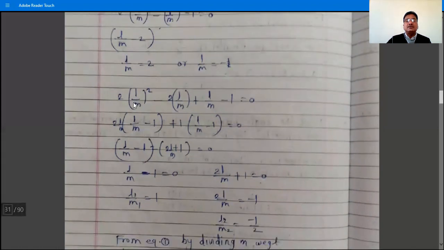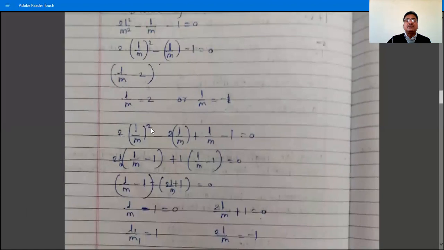So we write 2 (l by m) square minus 2 l by m plus 1 l by m minus 1 is equal to 0. So minus 2 and plus 1 gives addition minus 1, and minus 2 times plus 1 gives multiplication minus 2. So after this step, write this step. After this step, write this step. That is the factorization of the middle term. What is the factorization of the middle term? Minus 2l by m plus 1l by m. So minus 2 and plus 1 becomes minus 1.